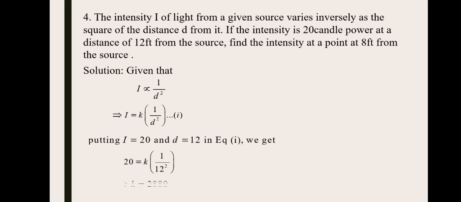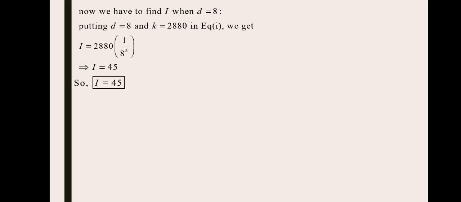So we get k is equal to 2880. Now we have to find intensity I when distance is 8. So putting d is equal to 8 and k is equal to 2880 in equation number 1, we just get I is equal to 2880 into 1 by 8 square, which is equal to 64. So I is equal to 45. So the value of intensity of light when d is equal to 8 is 45.